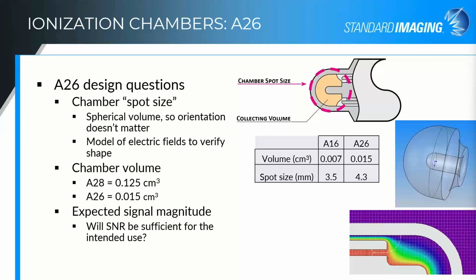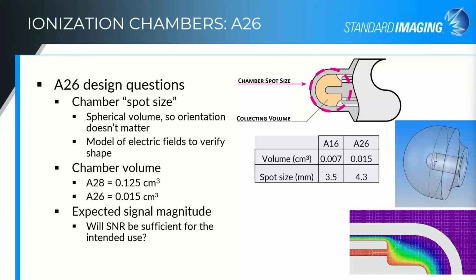We also designed it with a spherical spot size so that whichever orientation you have it, you're not changing the physical volume averaging for that orientation. The volume is slightly larger than the A16, which is our very smallest chamber, but that's because the A16 has a wire center electrode, and that was the reason we could make it smaller.